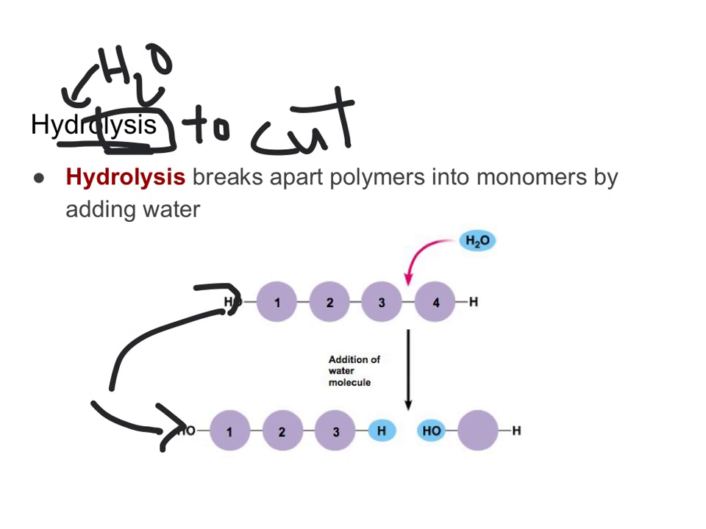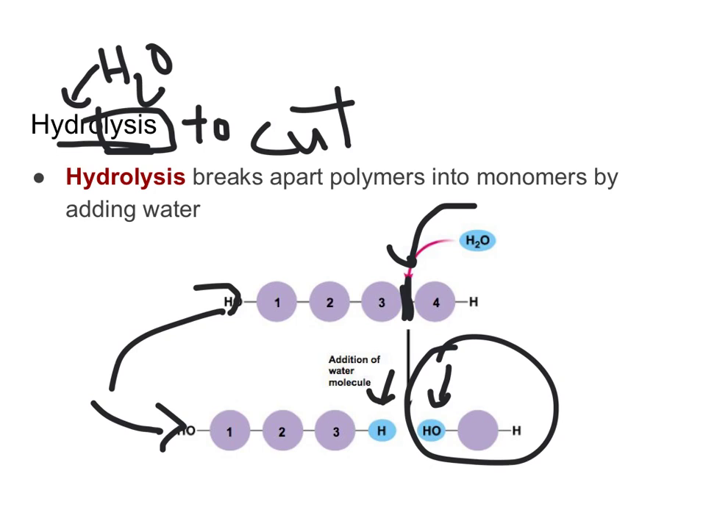You can see here I'm adding a water in. This is breaking a bond. And then the H from the water ends up on one side, the OH on the other, and now I've effectively broken down my polymer into a monomer.